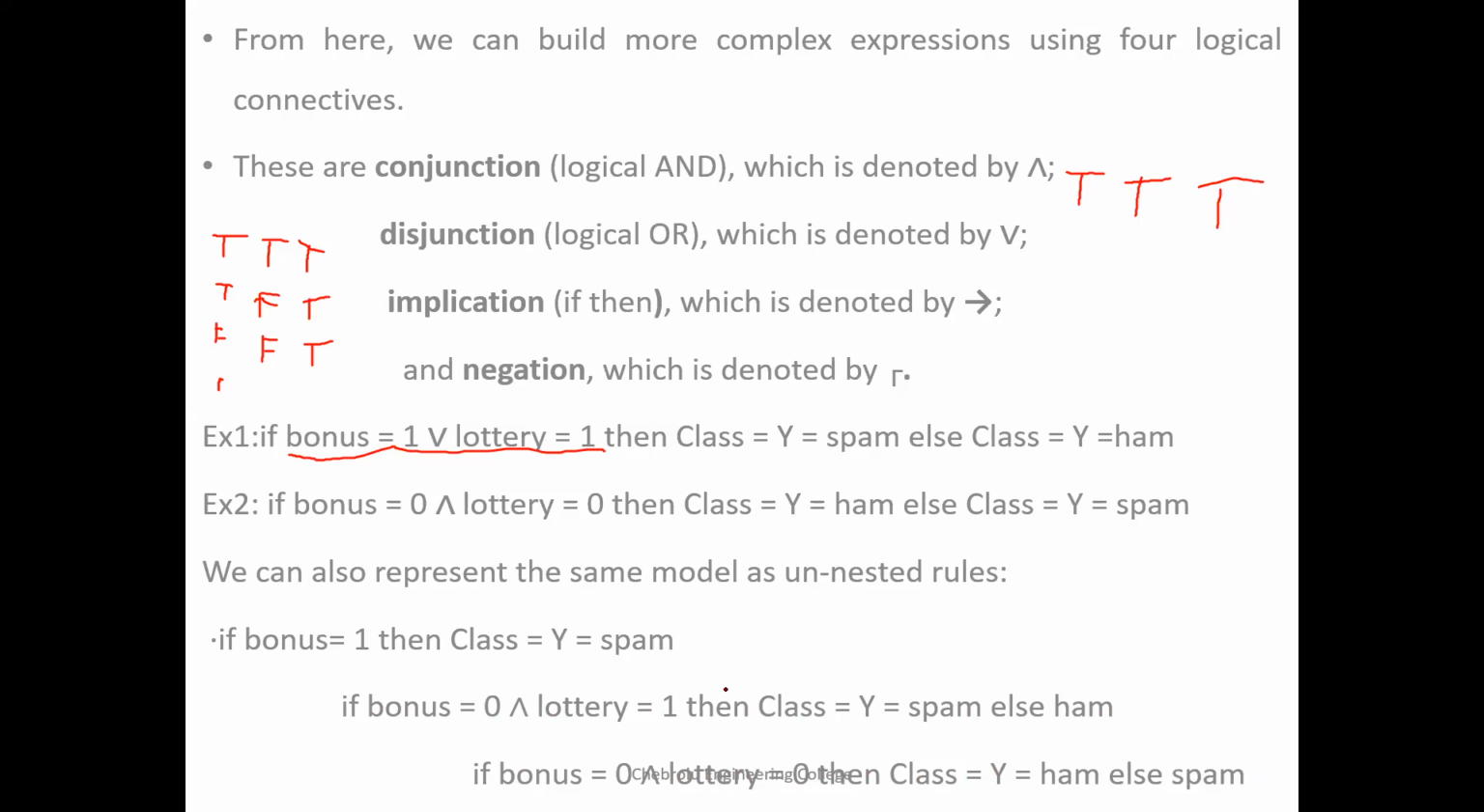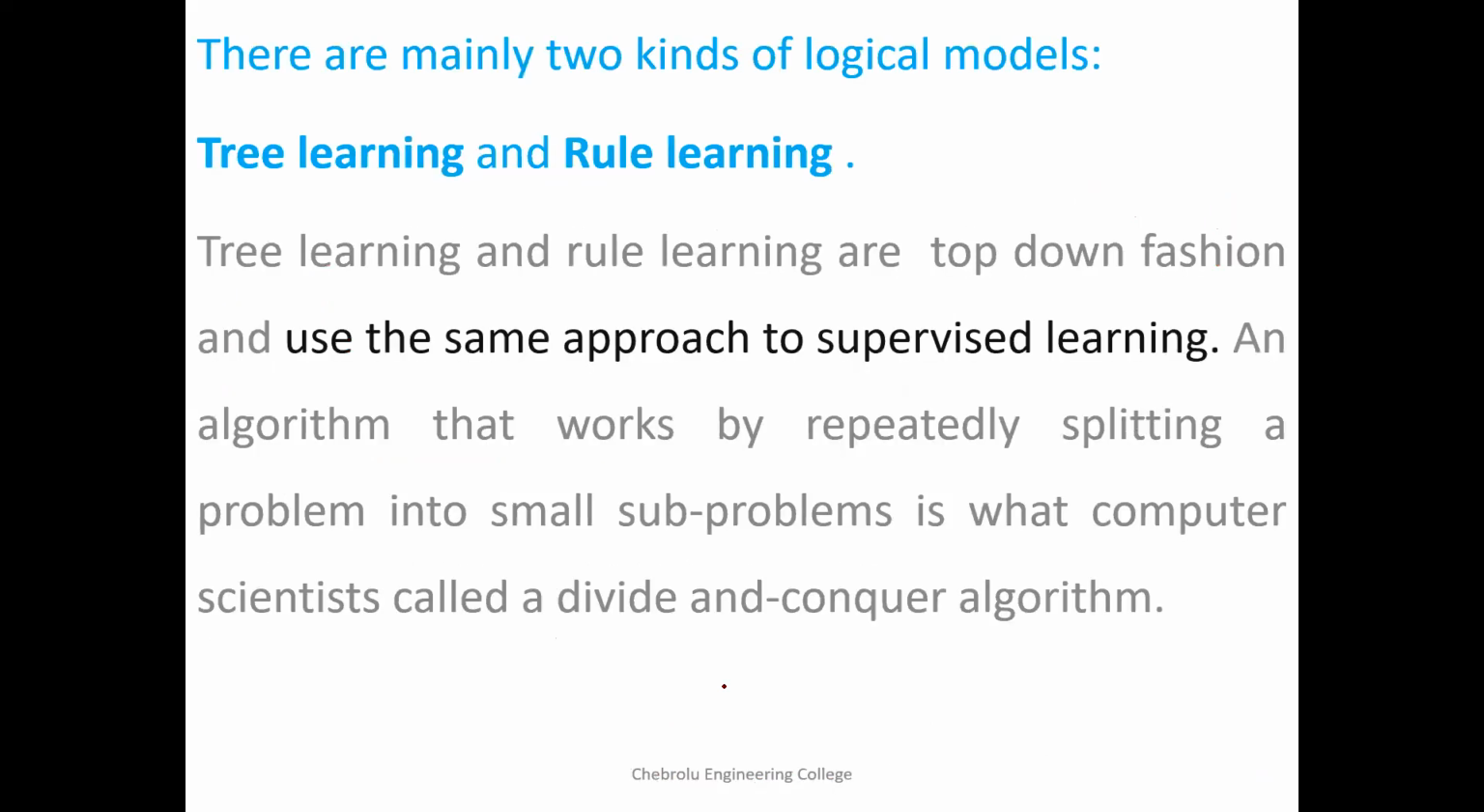So this is how logical and, or, not are used to define logical models. There are mainly two kinds of logical models, my dear friends. One is tree learning and the other is rule learning. Tree learning and rule learning are top-down. You might have learned the top-down approach and bottom-up approach in your structured programming. So we use the same approach in supervised learning.